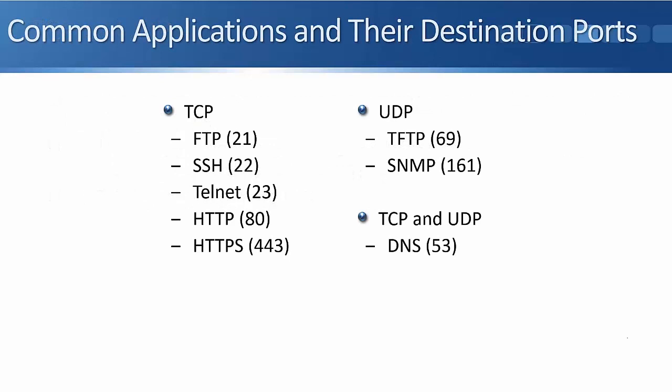So here we're going to look at some of the common applications and their destination ports. For applications that use TCP, we've got FTP, the file transfer protocol, that uses port 21. Secure Shell is on port 22. Telnet, port 23. HTTP web traffic is on port 80. And HTTPS encrypted web traffic is on port 443. Some UDP protocols, we've got TFTP, the trivial file transfer protocol, uses port 69, and SNMP, the simple network management protocol, uses port 161. And the best known application that can use both TCP and UDP is DNS on port 53. There are some other voice and video signaling protocols that can also use both TCP and UDP as well.